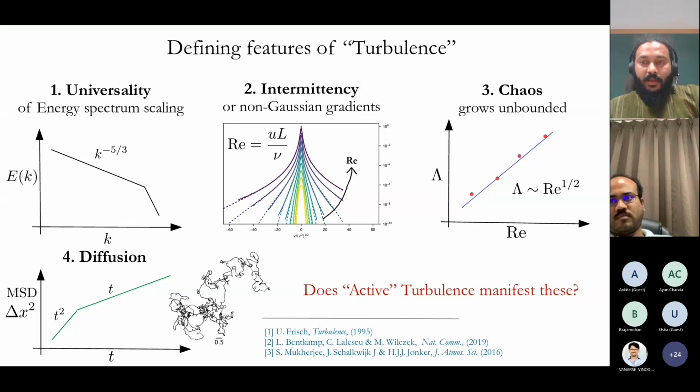Turbulence is highly chaotic. In fact, if you measure chaos in, let's say, simulations of 3D turbulence, it turns out that the level of chaos, which I represent by lambda here, I'll explain what it means later, more or less increases in an unbounded fashion. And lastly, turbulence is also highly diffusive. So if you just look at tracers in inertial turbulence, they have a mean square displacement with transitions from ballistic to diffusive. So ballistic is t squared scaling, and then it immediately falls to diffusion, which is t. So what happens to all of these in active turbulence?